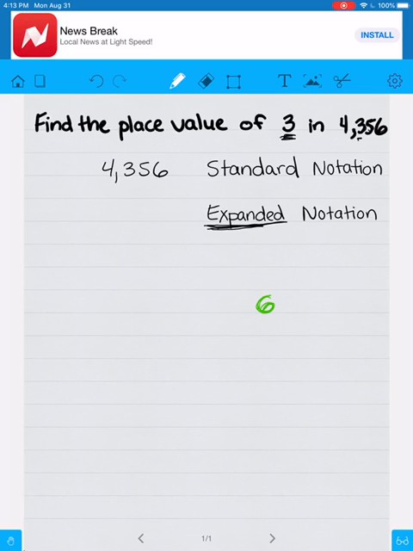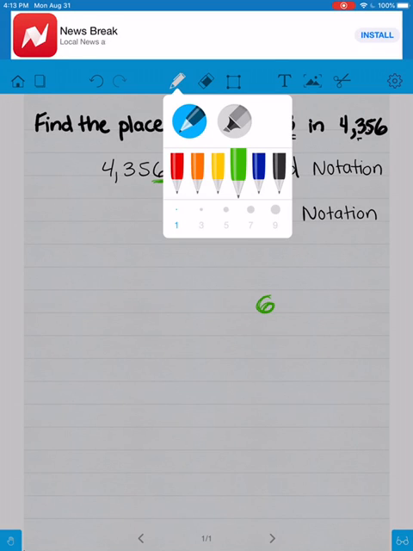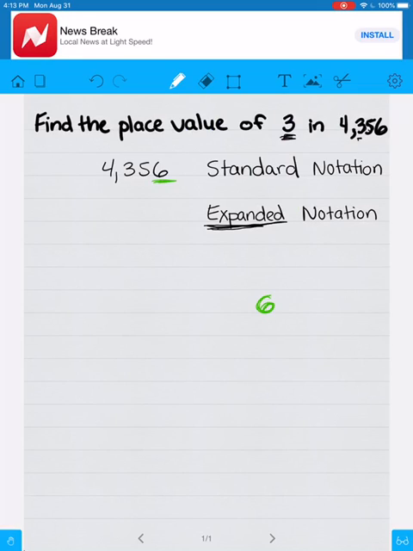Okay, now I'm going to hop over here to the 5. Well, that's in the tens place, so I know that means I have 5 tens, which means if I have 5 tens, then that is the number 50. Okay?